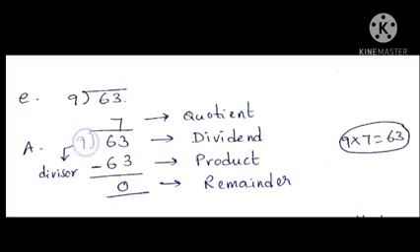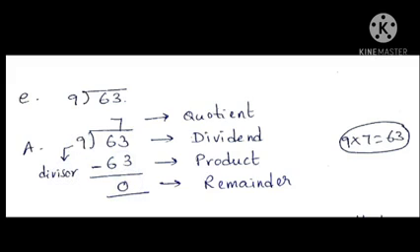We have to recall the 9 table. When will we get 63 in the 9 table? Tell me, children. 9 sevens are 63. This 7 we have to write above the line, and the 63 we have to write down. Next, what should we do? We have to subtract it. 63 minus 63 is equal to 0.